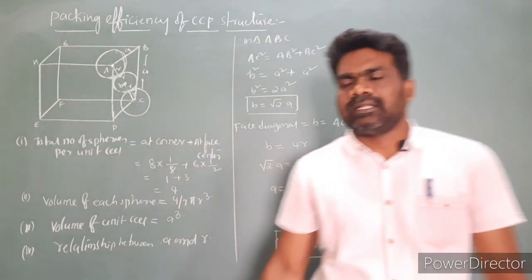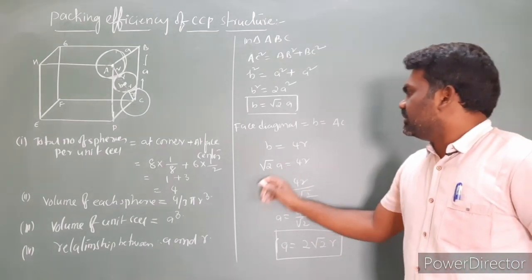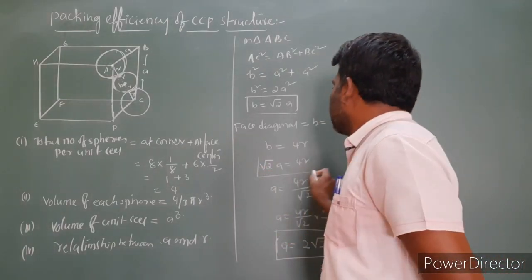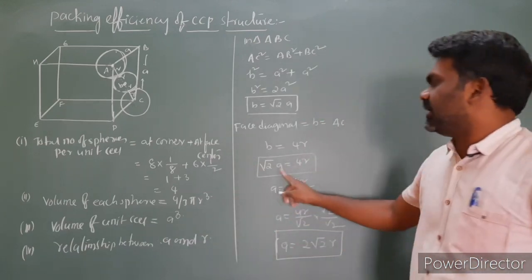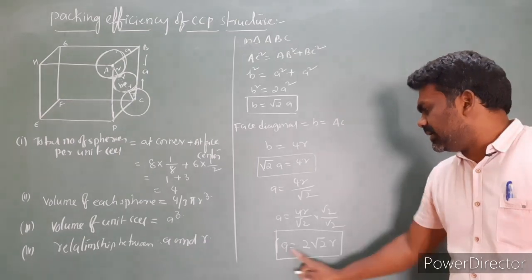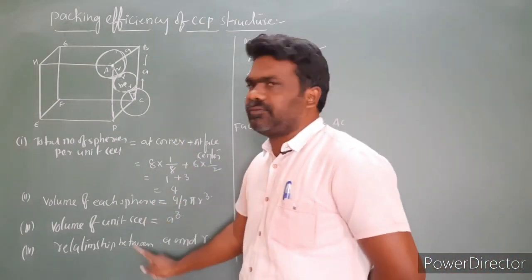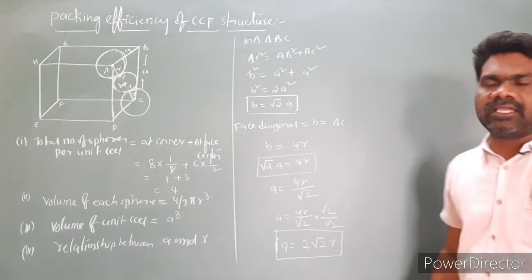Now we have to calculate the packing efficiency. This is the relationship between A and R. This equation you can directly take as the relation between the edge length A and the radius of the sphere. So we can find out the four points, 1, 2, 3, 4. Then we have to find out the packing efficiency.